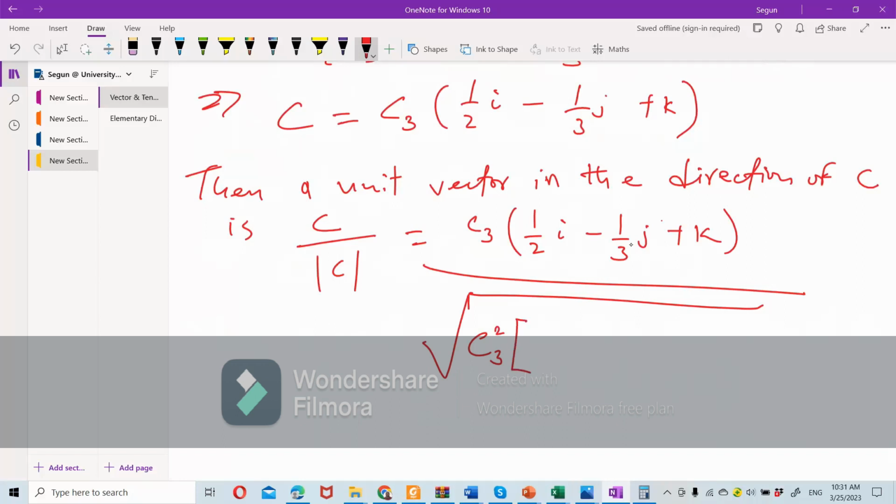Because if you open this one, each of them will carry C3, so you don't need to do that. Just factorize your C3 out the way I put it out there. So divided by 1 all over 2 squared plus negative 1 all over 3 squared plus 1 squared. You have to be careful at this point.